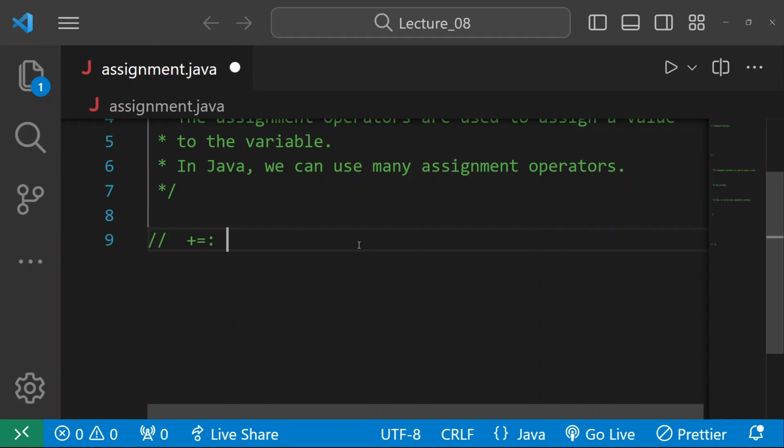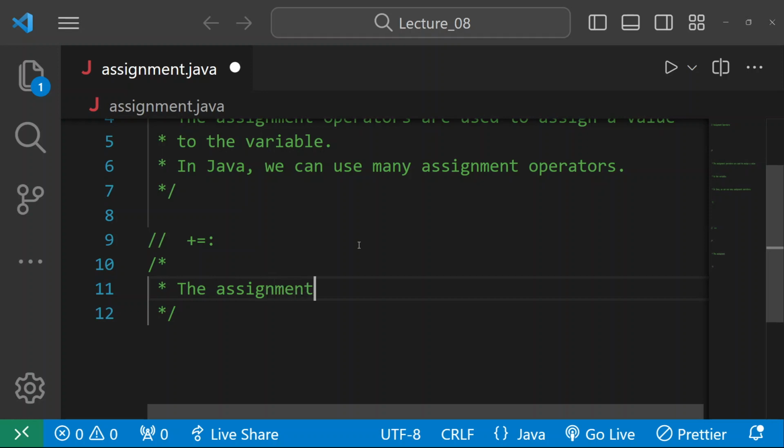What is the use of this operator, plus equal to? Why do we use this plus equal to? Simple thing. This is an assignment operator. Remember one thing: this assignment operator is used to add. You can see the addition sign is there as well as the equal to sign. So it is used to add the left operand.